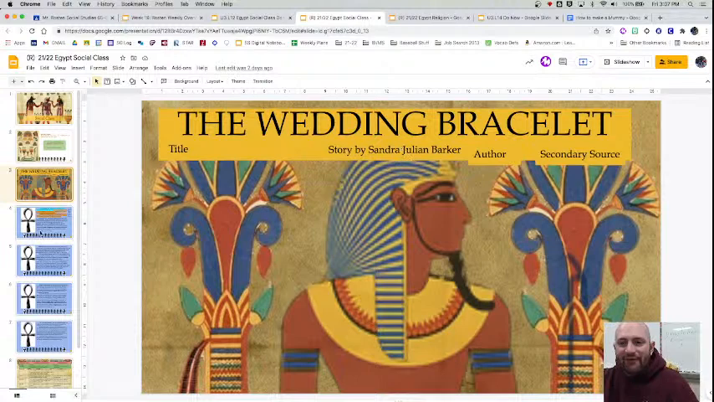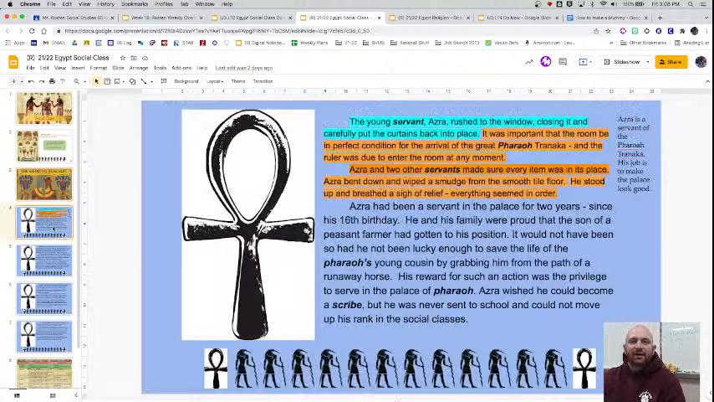We read about Azra the servant and his journey to becoming a servant in ancient Egypt for the pharaoh Trinaka, right? We read and we analyzed and we annotated. So important. We highlighted our topic sentences in blue and our important information in orange.